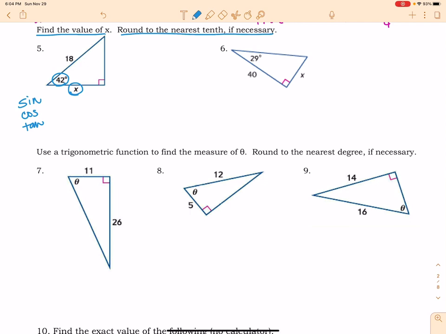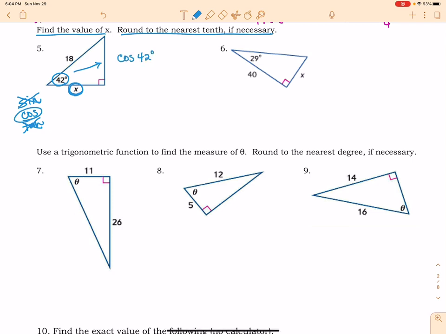Well, we don't have the opposite side. We don't know what it is, and since we don't know x, we can't use the Pythagorean theorem. So that is going to automatically discount using the sine ratio because it involves using the opposite side and hypotenuse. It also eliminates tangent because tangent is opposite over adjacent. That leaves us with cosine. So I'm going to write cosine of 42 degrees.